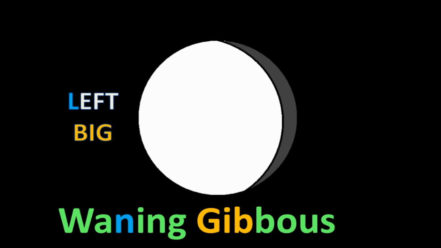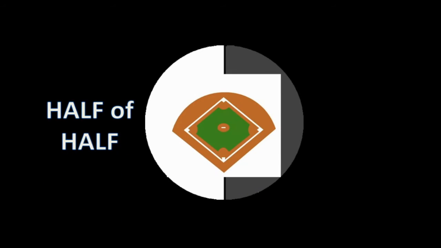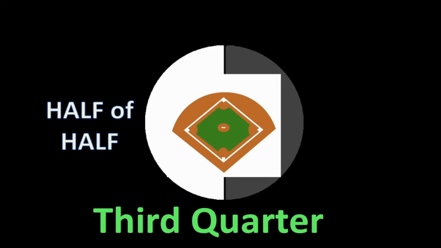If we can see the left side, but not the right, the moon is going away. So LN, left and waning. Again, gibbous and big. This, once again, is half of half, but it's the left half. So we remember baseball, softball, kickball. The base on the left side is third base. This is the 3rd quarter moon phase.